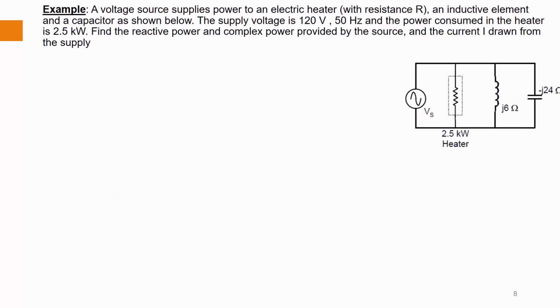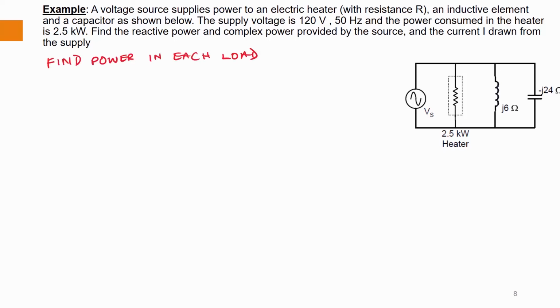A voltage source supplies power to an electric heater with resistance R, an inductive element and a capacitor as shown below. The supply voltage is 120 volts, 50 Hz, and the power consumed in the heater is 2.5 kilowatts. Find the reactive power and the complex power provided by the source and the current I drawn from the supply.